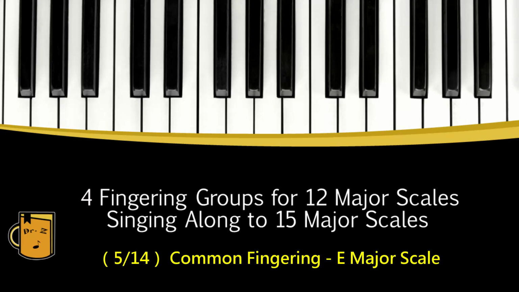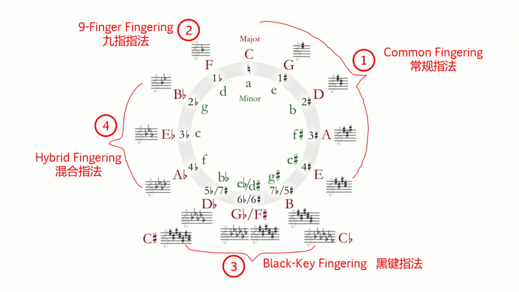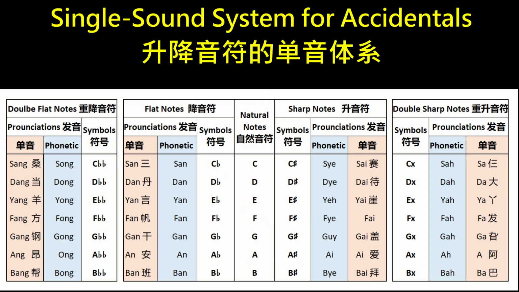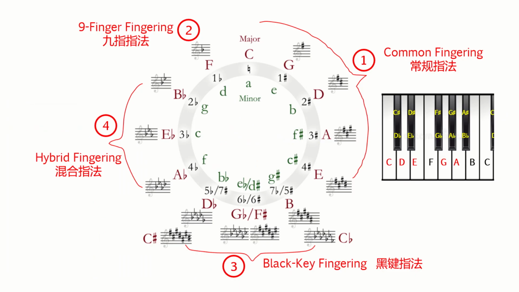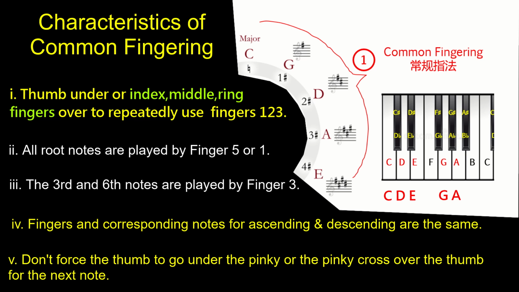This is Fingering Groups for 12 Major Scales and Singing Along to 15 Major Scale Series, Lesson 5, Common Fingering, E major scale. Lesson 1 introduced the 4 fingering groups. Lesson 2 presented the single sound system for all musical accidental notes. Lesson 3 illustrated the 5 characteristics of common fingering by detailed analysis of the C major scale fingering.